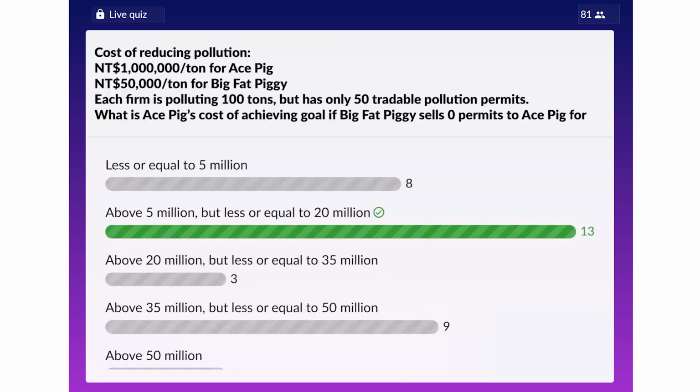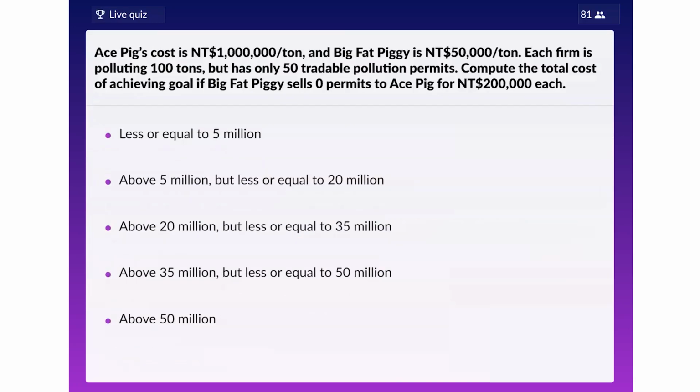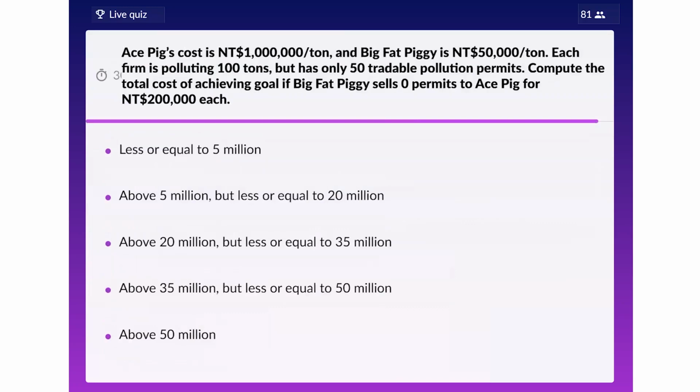The answer is above 5 million, but less or equal to 20 million. So what is the total cost for the whole society to achieve this goal?